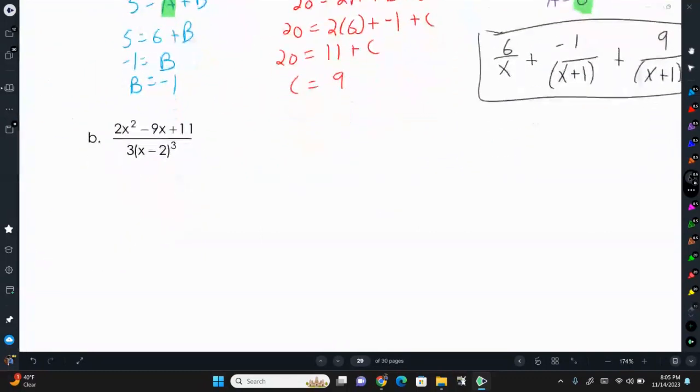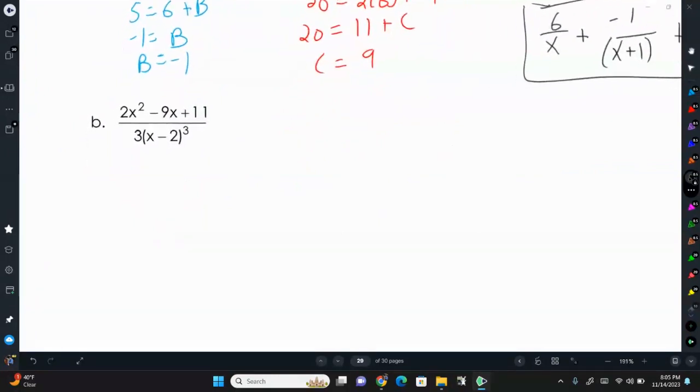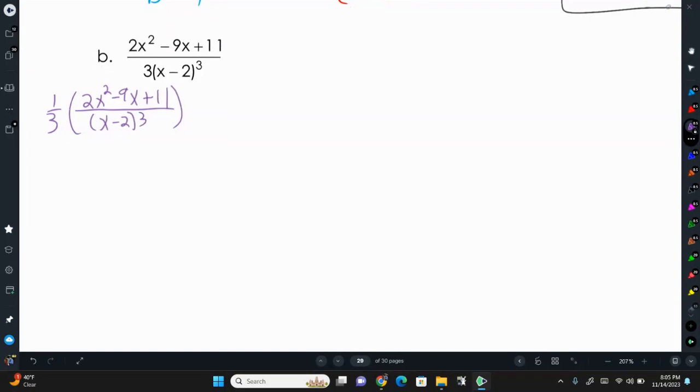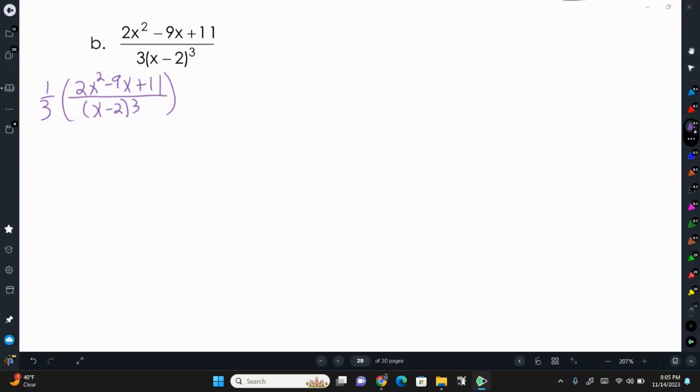All right, last one. We have 2x squared minus 9x plus 11 over 3 times x minus 2 to the third power. Now that 3, what we're going to do is factor out that 3 in the denominator by factoring out a 1/3. So when we factor out a 1/3, that gives us 2x squared minus 9x plus 11 over x minus 2 to the third power.